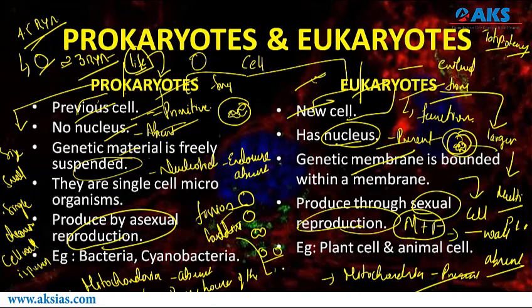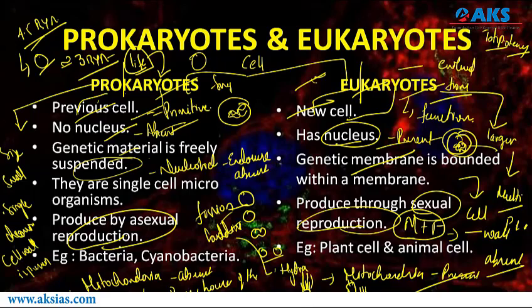And budding usually takes place in hydra. The best example for budding is hydra. Consider this to be the tentacles. Here a small bud appears from the parent cell, and eventually this gets separated from the parent cell and a new hydra is formed. This is what you can find in budding.